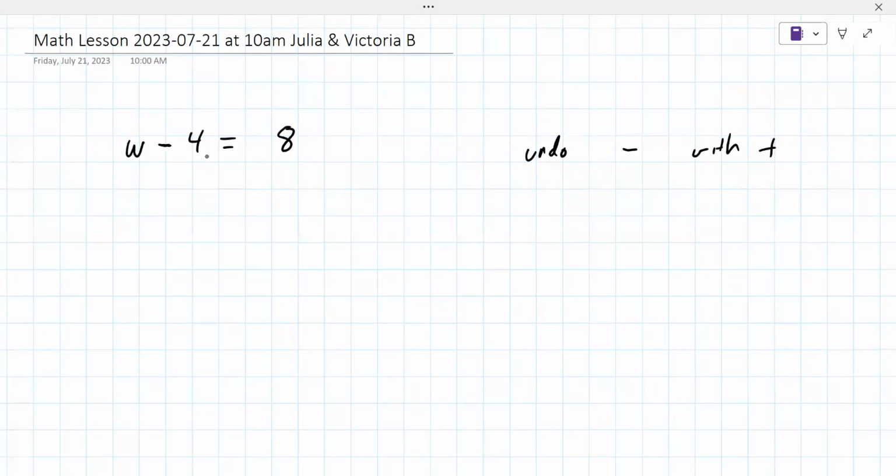How do you undo subtraction by 4? What do you do to undo this on the left? Do you remember from last time? Yeah, you do addition, so you would add 4. You would add 4, yeah. And so we talked about addition and subtraction, writing the variable on the left always.